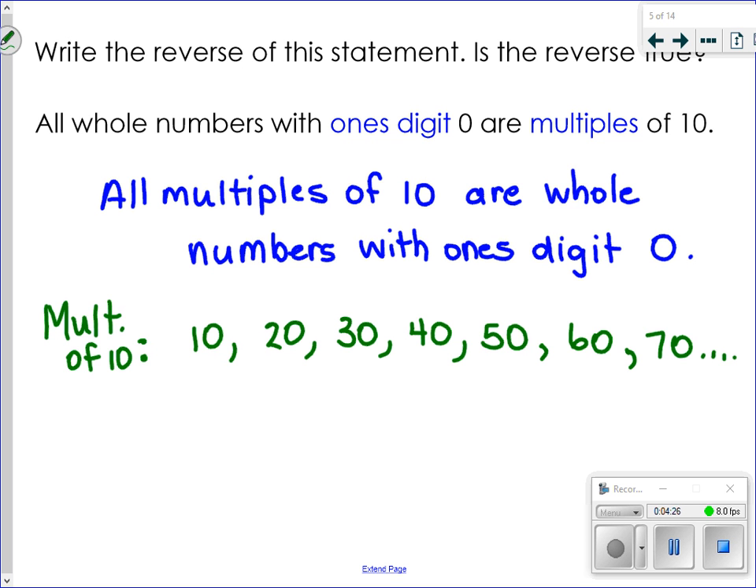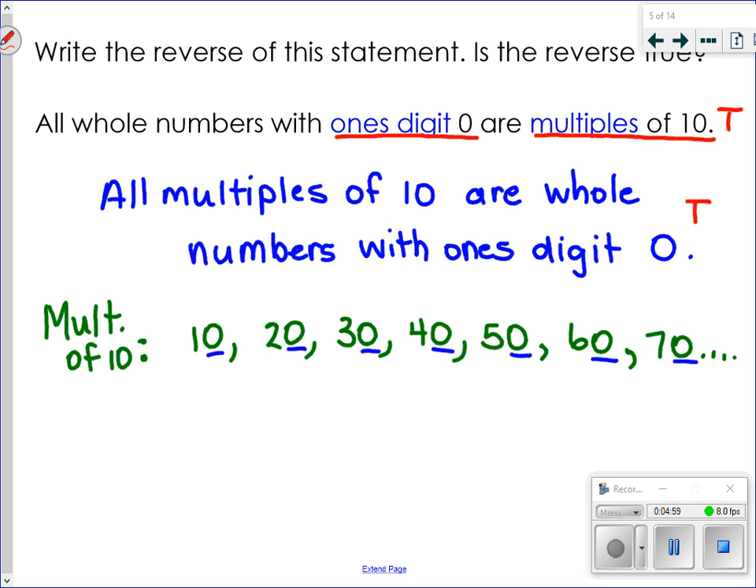Okay, multiples of 10: 10, 20, 30, 40, 50, 60, 70. Are they all whole numbers with ones digit 0? Yes. Every single one is. So not only is this original statement true, that all whole numbers with ones digit 0 are multiples of 10, but its reverse statement is also true. All multiples of 10 are whole numbers with a ones digit of 0.